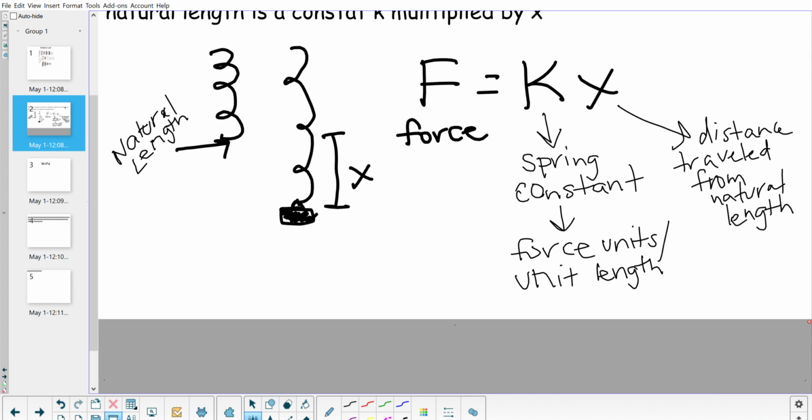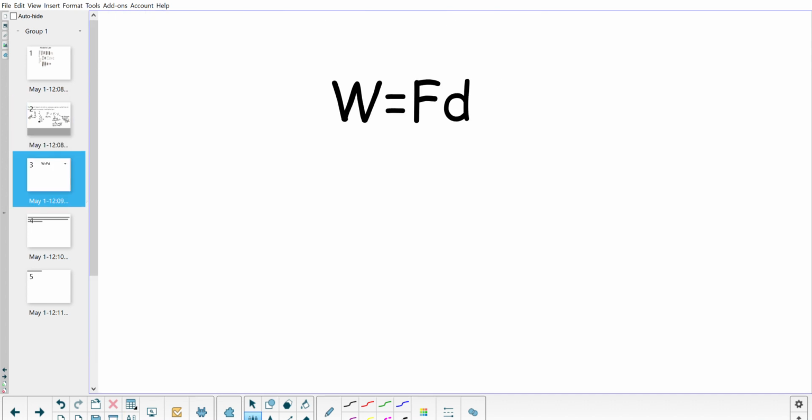It's the distance traveled from natural length, whether that's stretched or compressed. Alrighty, so let's try this. Actually, we have one more thing. We need to talk about work. Work, which you would have done in physics, is in foot-pounds. And this is in this section because it has force in it, and a distance as well.